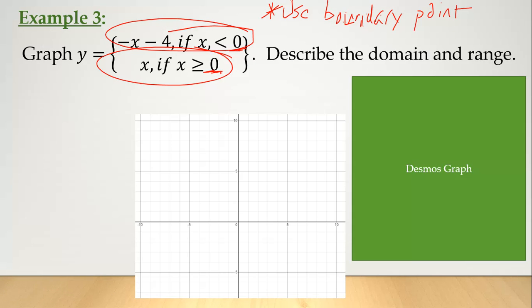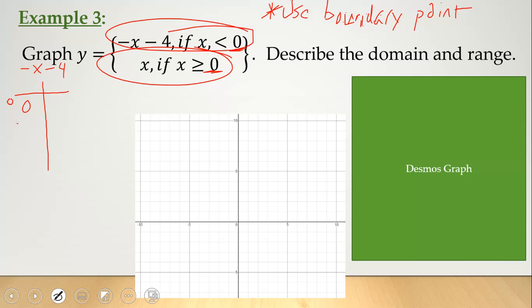So I'm going to create 2 tables. I'm going to create a table for negative x minus 4. And for my negative x minus 4, I know I have to choose x values that are less than 0. But I'm also going to include 0. The reason I include that is because I have an open circle at 0, because 0 is really not a part of the graph. So I'm going to include 0, and I'm going to put a little open circle there to make sure I know that that's an open circle at 0.